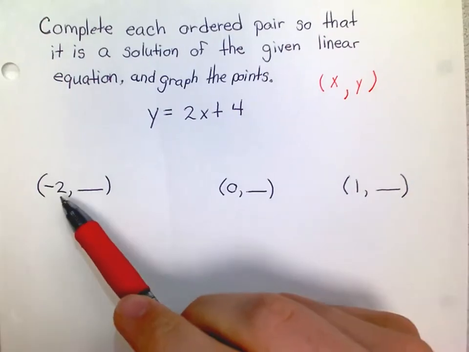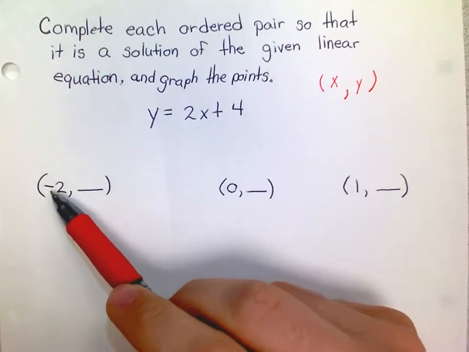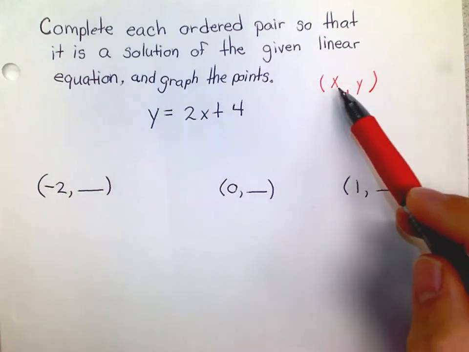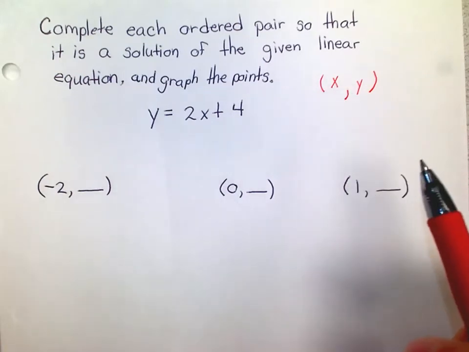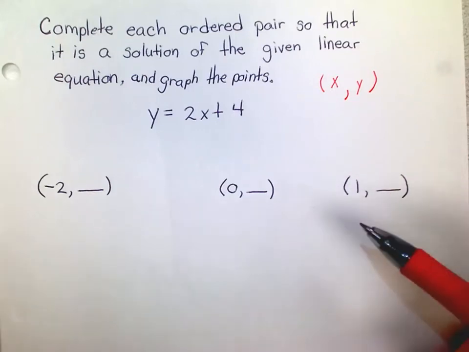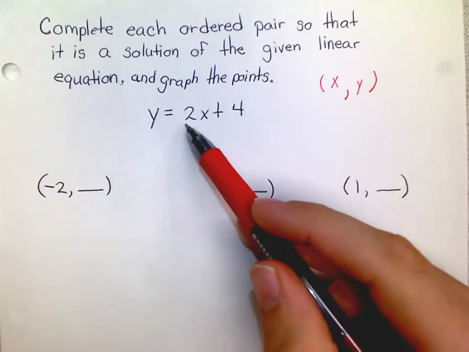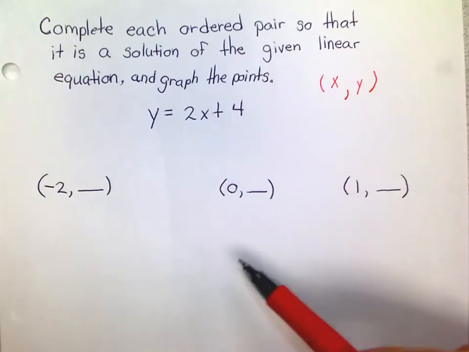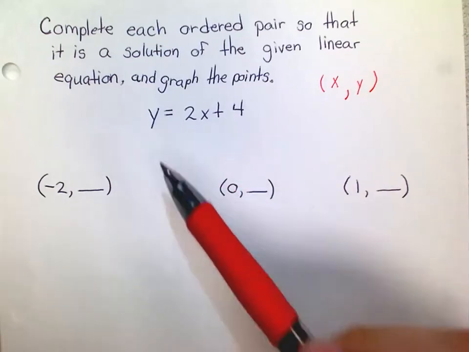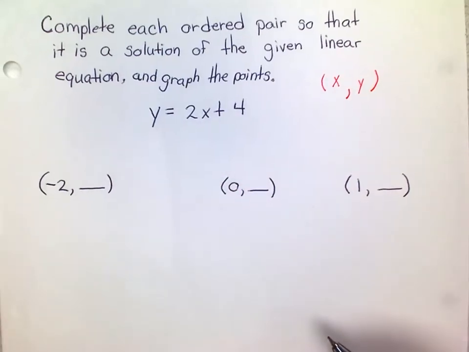Whenever the number first appears in the first part to the left of the comma, we know that's the x. If it appears to the right of the comma, then we're looking for the y. So for this, we're going to take this equation and plug in for these first two for the x value and see what we get for the y. So to do that, let's get started.